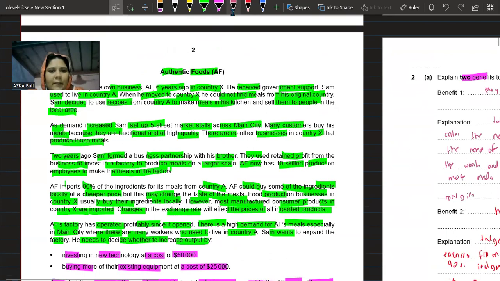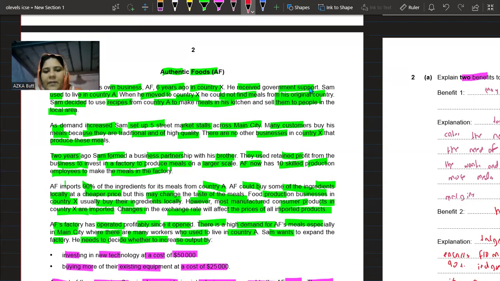Okay, so in the case study, we see that Sam started up his own business, AF. So it means that he was a sole trader. He was the only person having and sharing the profits. There is no one sharing the liabilities with him, and he is solely responsible for his own business. But 6 years ago in country X, so it's been 6 years that he has been working as a sole trader.